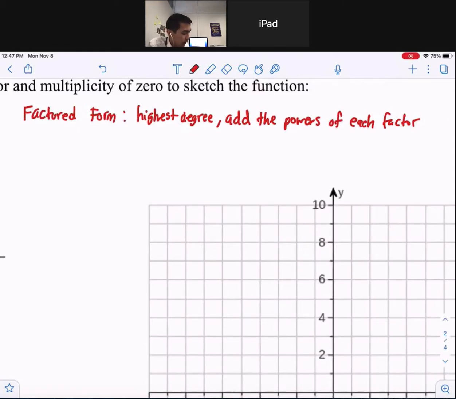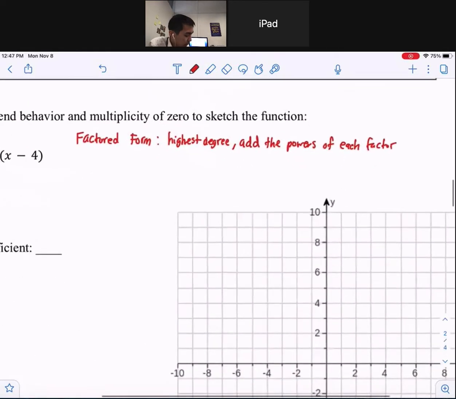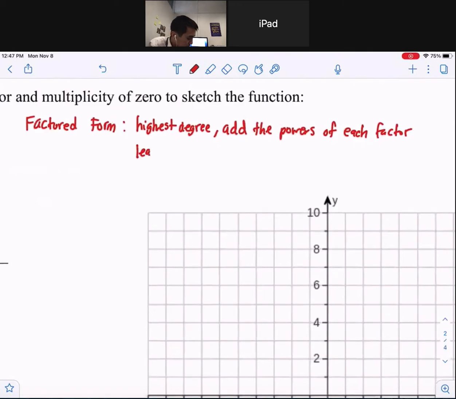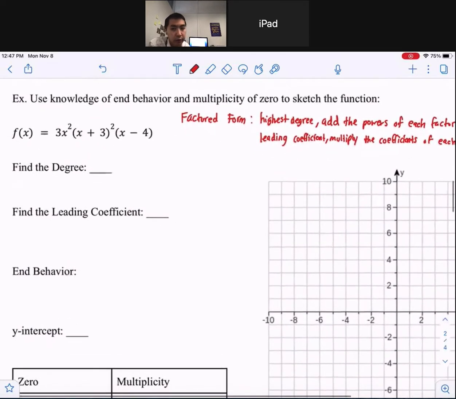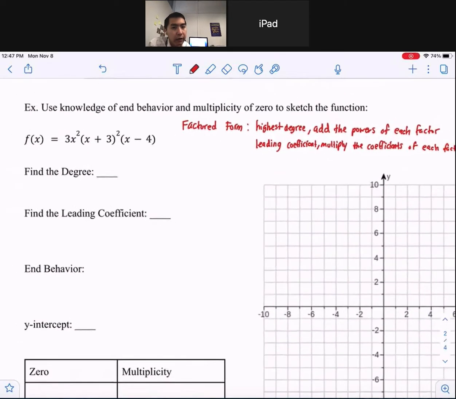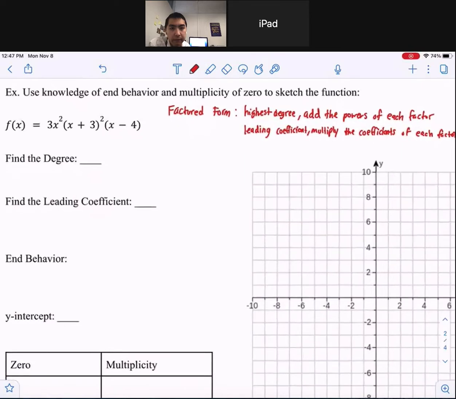Now, to find your leading coefficient, you multiply the coefficients of each factor. Okay, and that will enable you to find your degree and coefficients for factored form, which all of these are in.